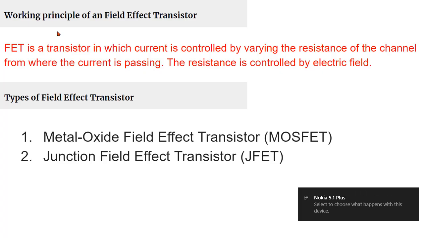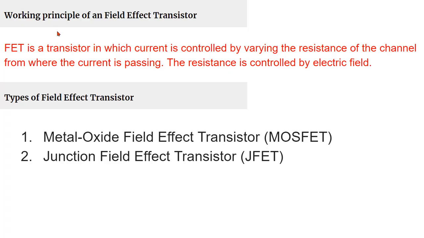The working principle of a field effect transistor. Basically, JFET comes in the field effect transistor family. The working principle of a field effect transistor is that we control the resistance of the overall component, or you can say the channel from where the current passes. We actually control the flow of current by varying the electric field. With the help of an electric field, we increase the flow of current or we decrease the flow of current. We will talk about it later on.